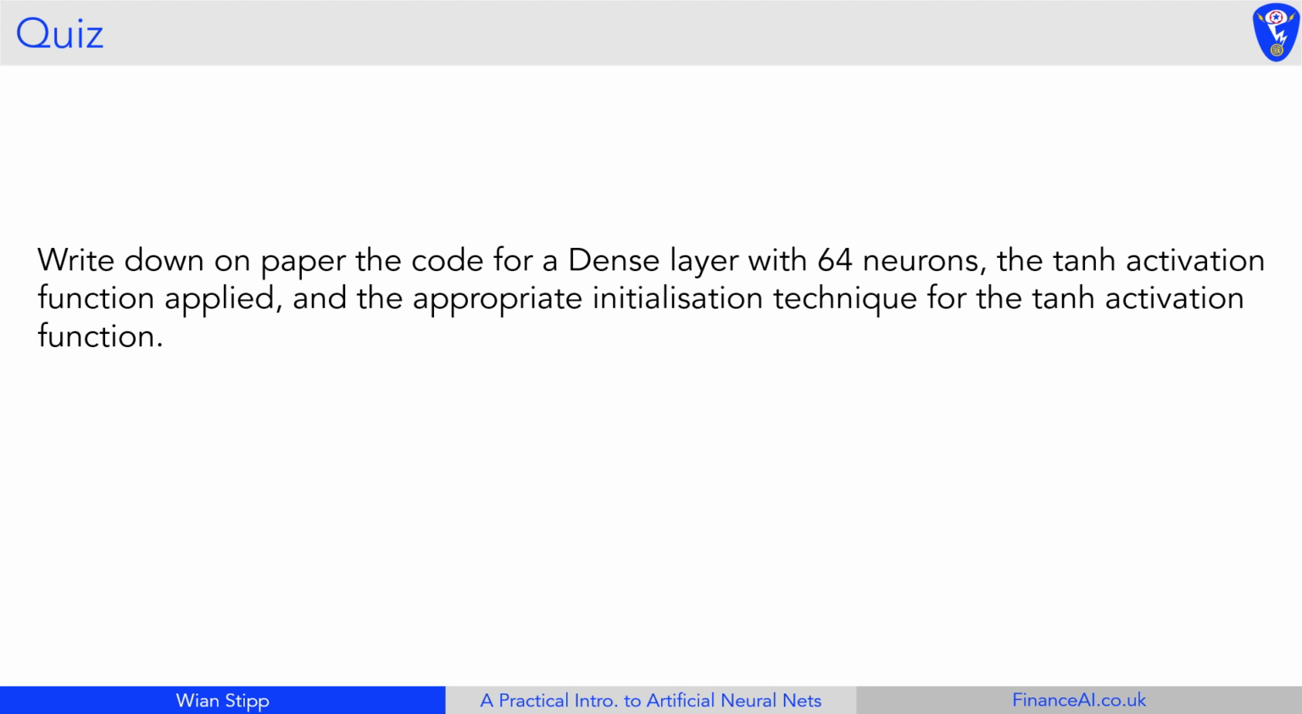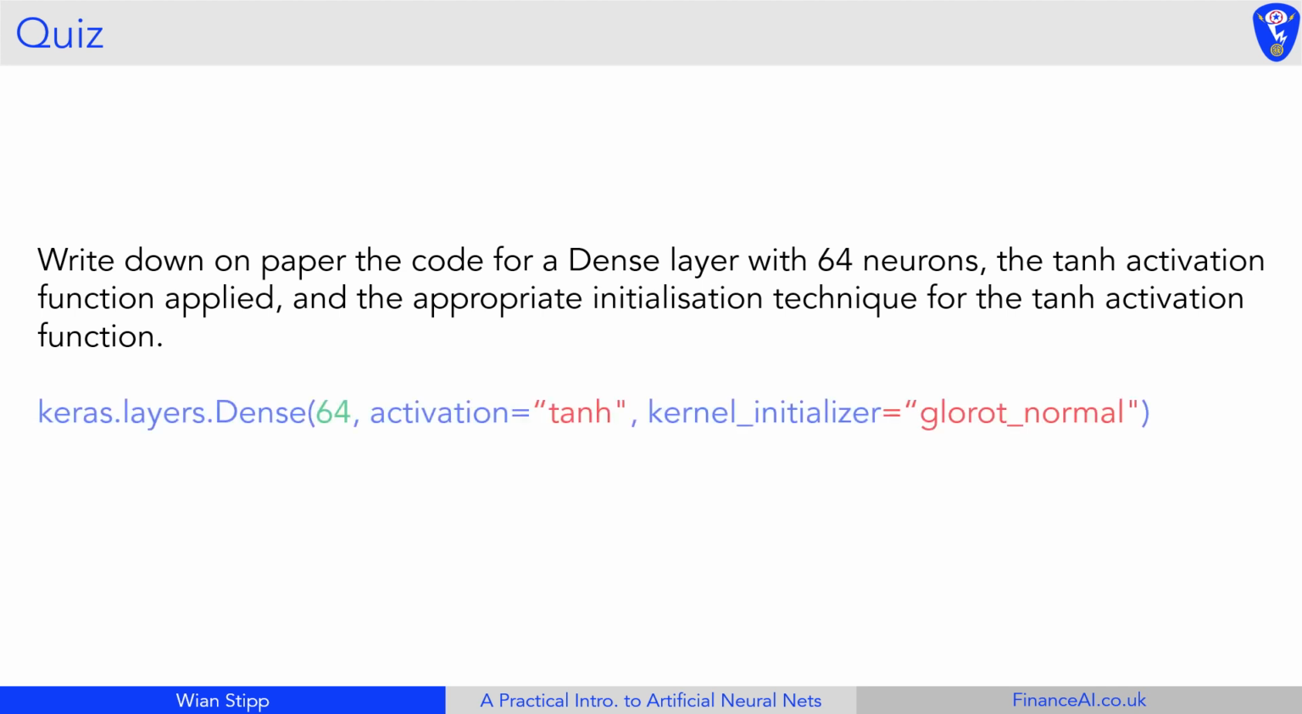Okay, just a quick quiz. Write down on a piece of paper the code for a dense layer with 64 neurons, tanh activation function applied, and the appropriate initialization technique for the tanh activation function. See if you can remember which initialization technique that is. If not, have a glance back. I'll give you a second to pause the video. And the answer, this is the answer here. Okay, see you in the next video.